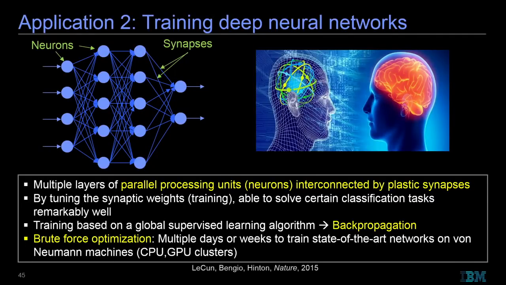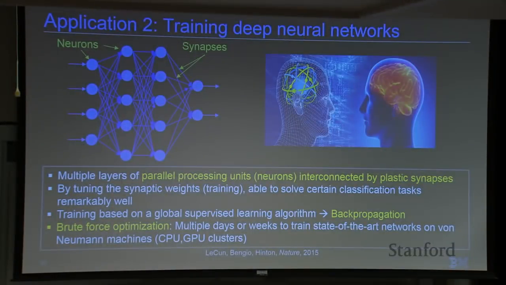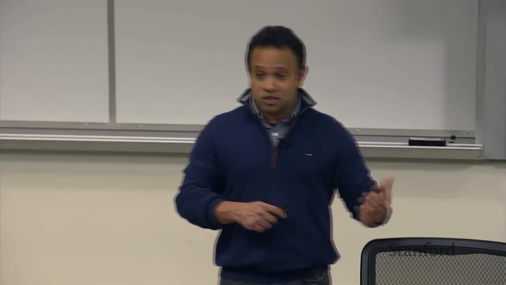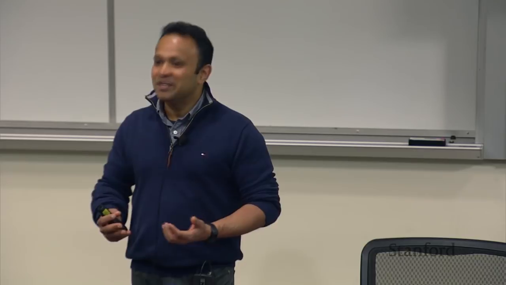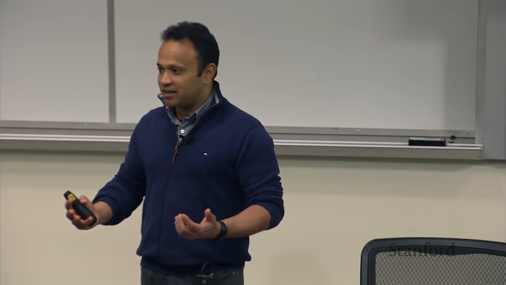So as you know, deep neural networks are essentially loosely inspired by the brain. You have multiple layers of parallel processing units, which we call neurons, interconnected by these plastic synapses. Once you have tuned the synapses in a very nice manner, these networks are able to solve certain tasks remarkably well. In fact, some of the state-of-the-art neural networks even outperform humans in tasks such as image recognition and voice recognition. So that is really, really interesting.